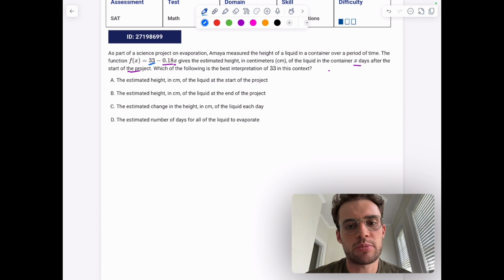Which of the following is the best interpretation of 33 in this context? Again, 33 is our initial value, the y-intercept.